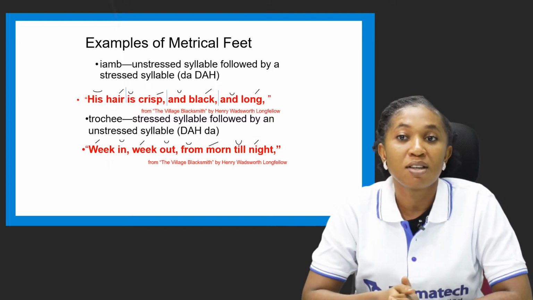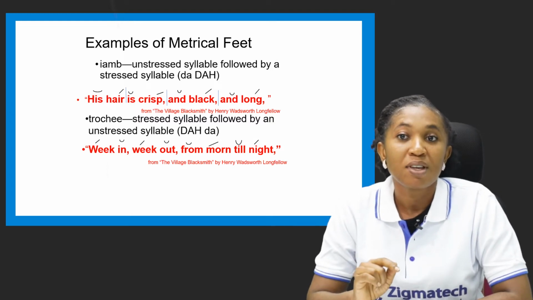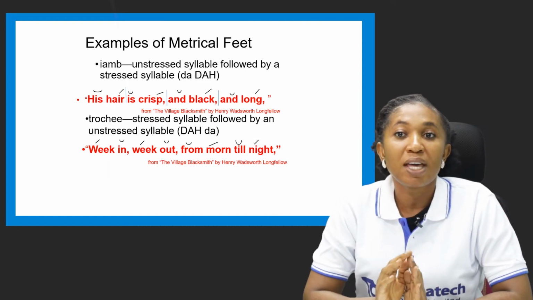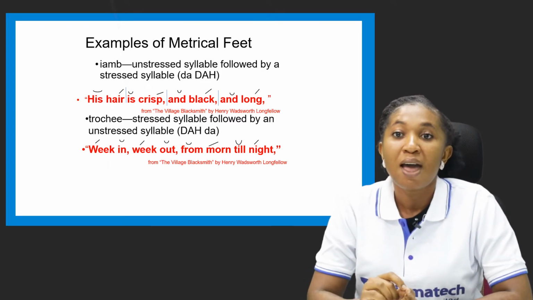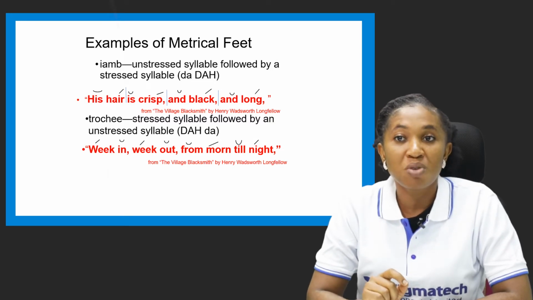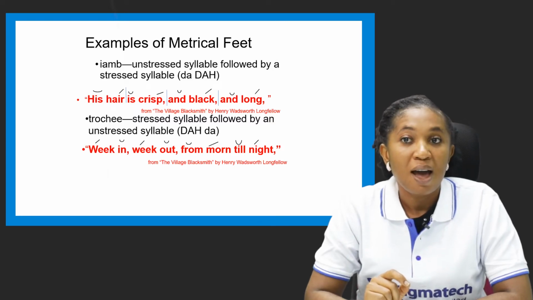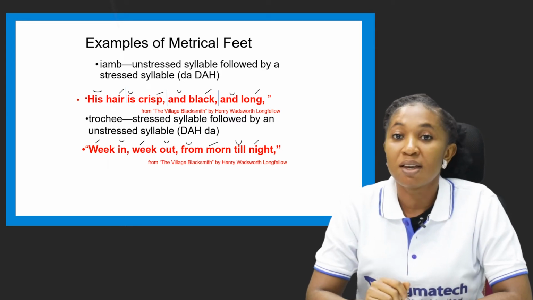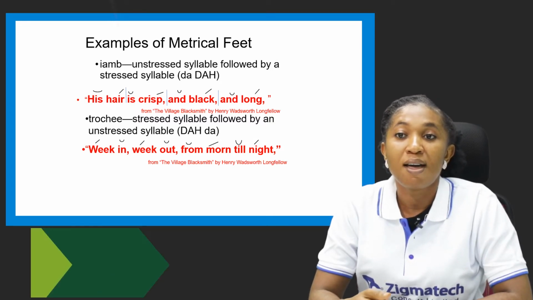His hair is crisp and black and long. So we have how many feet here? We have 3 feet in this line of poetry, and each of them contains one unstressed syllable and one stressed syllable, giving us what we know as iamb. Remember, iamb is a type of metrical foot. Let's take it again: his hair is crisp and black and long.